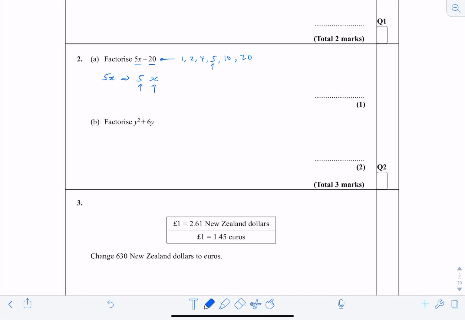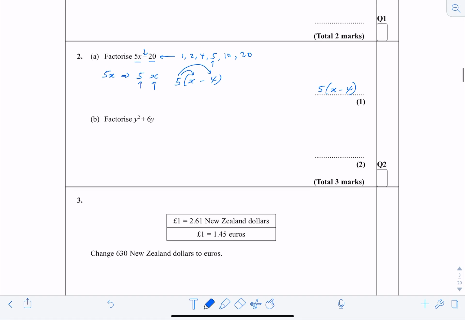So I can see that I've got a factor in both of them. Yeah, that's the same, 5. So what I can do is pull a 5 out of both terms and then draw brackets. Now if we were to multiply this out, we'd get 5 times x and 5 times minus 4, because we've got that minus there. So the answer here is going to be 5 times x minus 4.